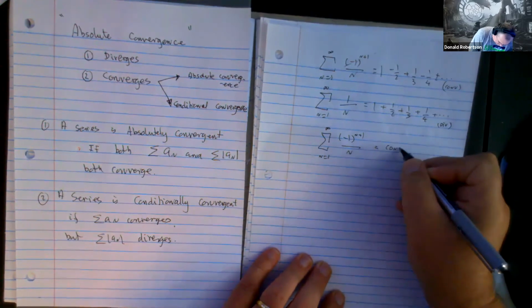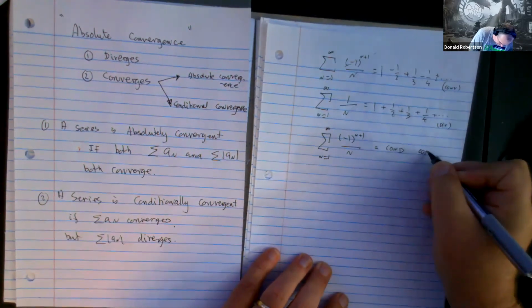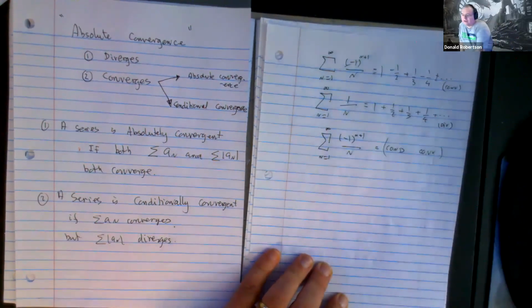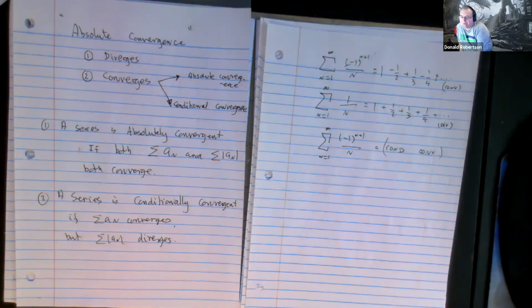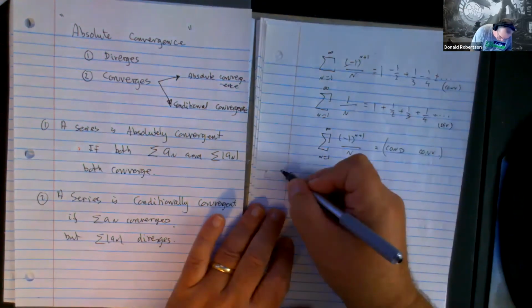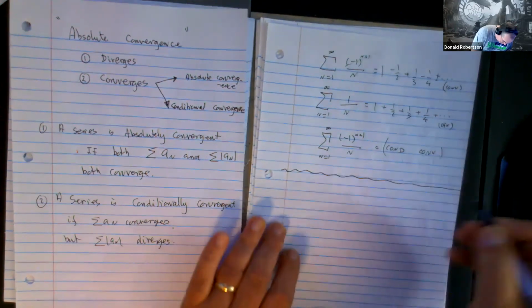How about conv, so I don't have to keep writing the whole word. This is conditionally convergent. Right, let's show you an absolute convergent one. I want to make them nice and simple.